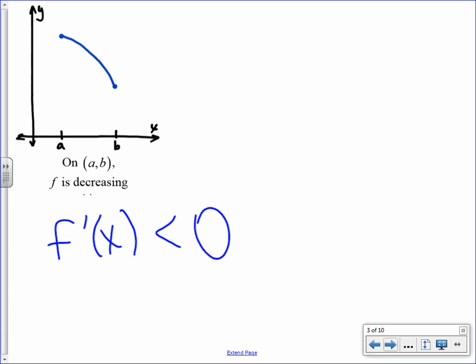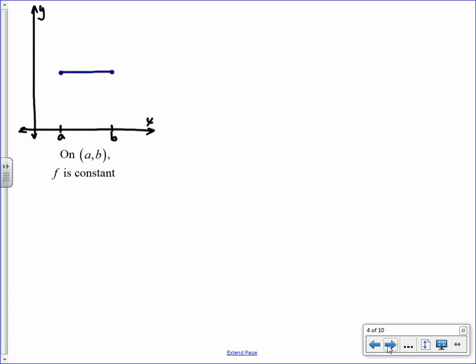Okay. And then, if we are constant, what does that mean about our derivative? If we are constant, then our derivative is 0.